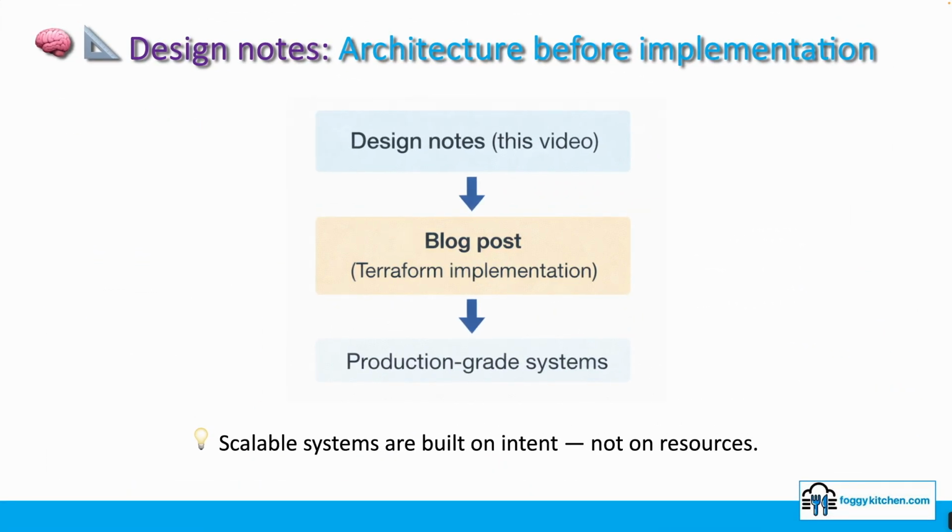This design note was not about Terraform syntax. It was about architecture and intent. Real systems don't fail because resources were missing. They fail because assumptions were just wrong. Network boundaries are not an implementation detail. They define what your system can safely become in the future. When intent is clear, Terraform becomes a compiler, not a collection of resources. That's how private networking turns into production-grade, scalable systems.